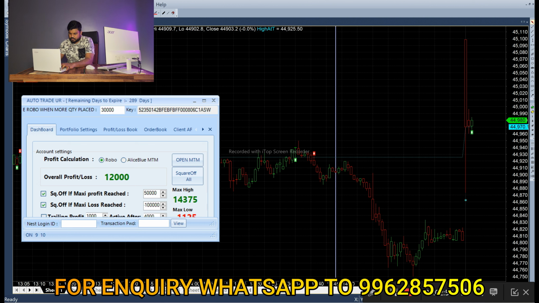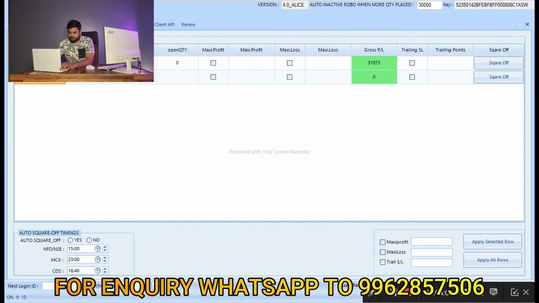So as of now, we have 14,375 profit, maximum high. So 27,000, 30,000. So it has reached the target now. In the call option, we have 51,875 profit. In the put option, we don't have any entry today.